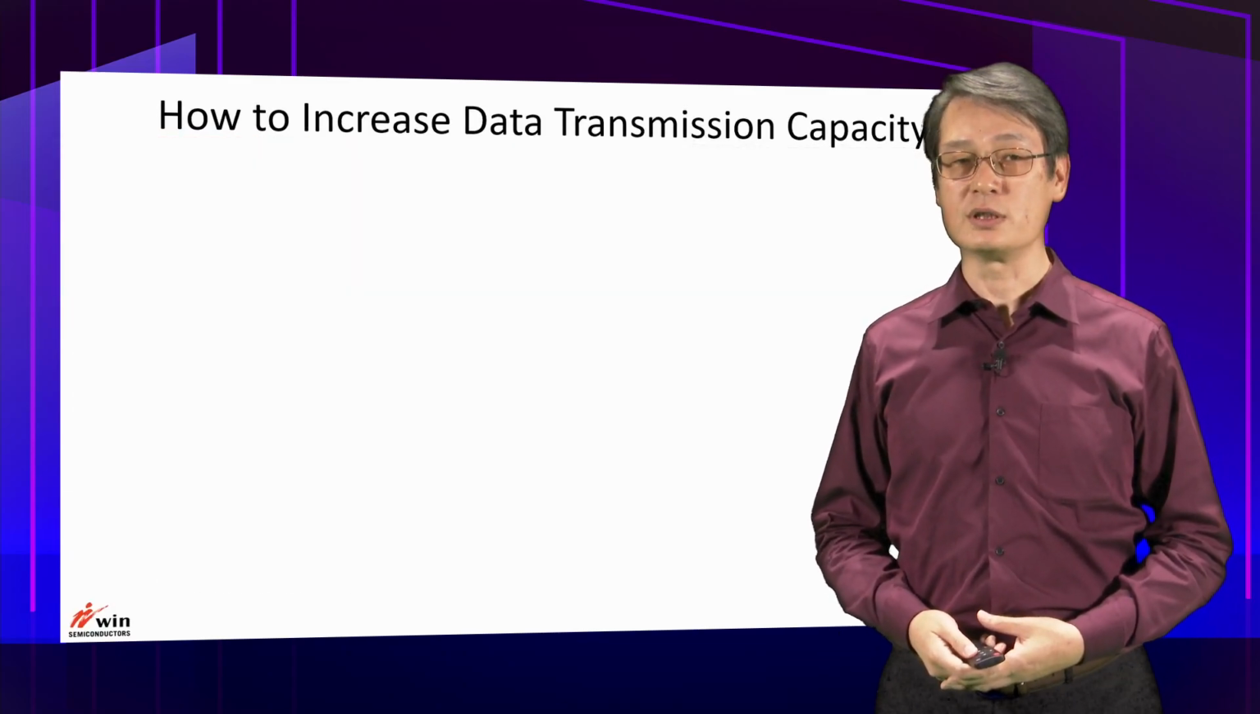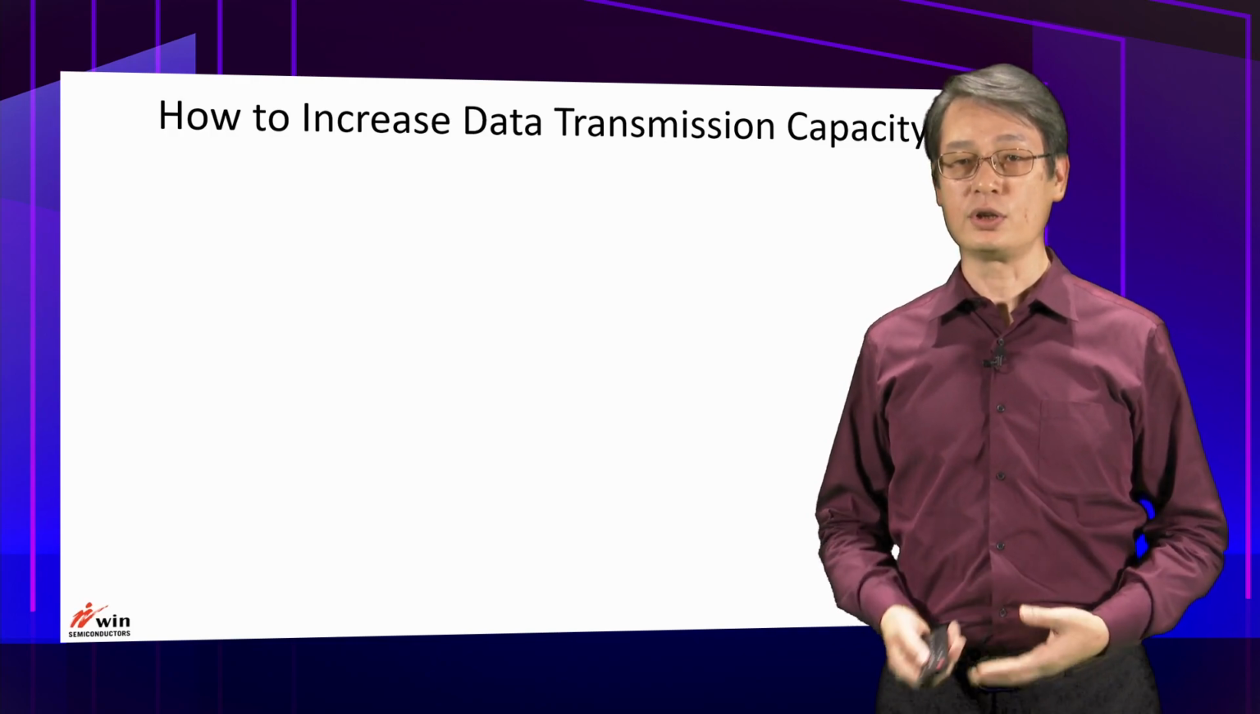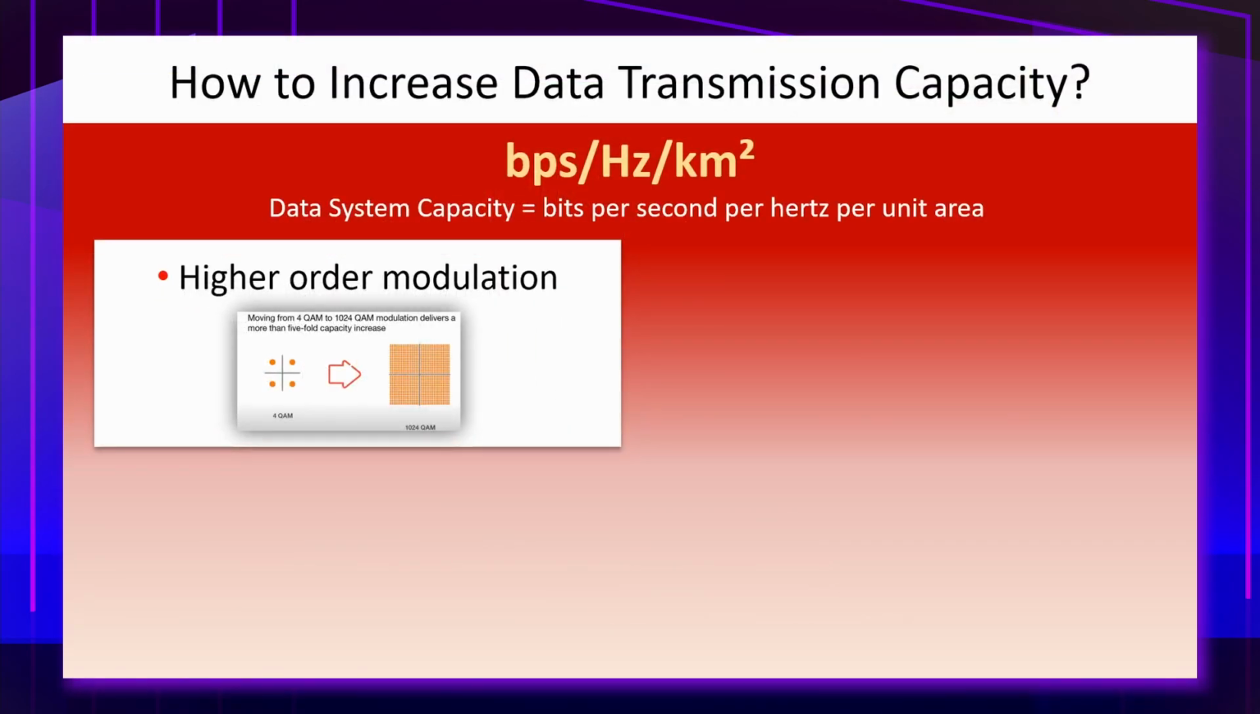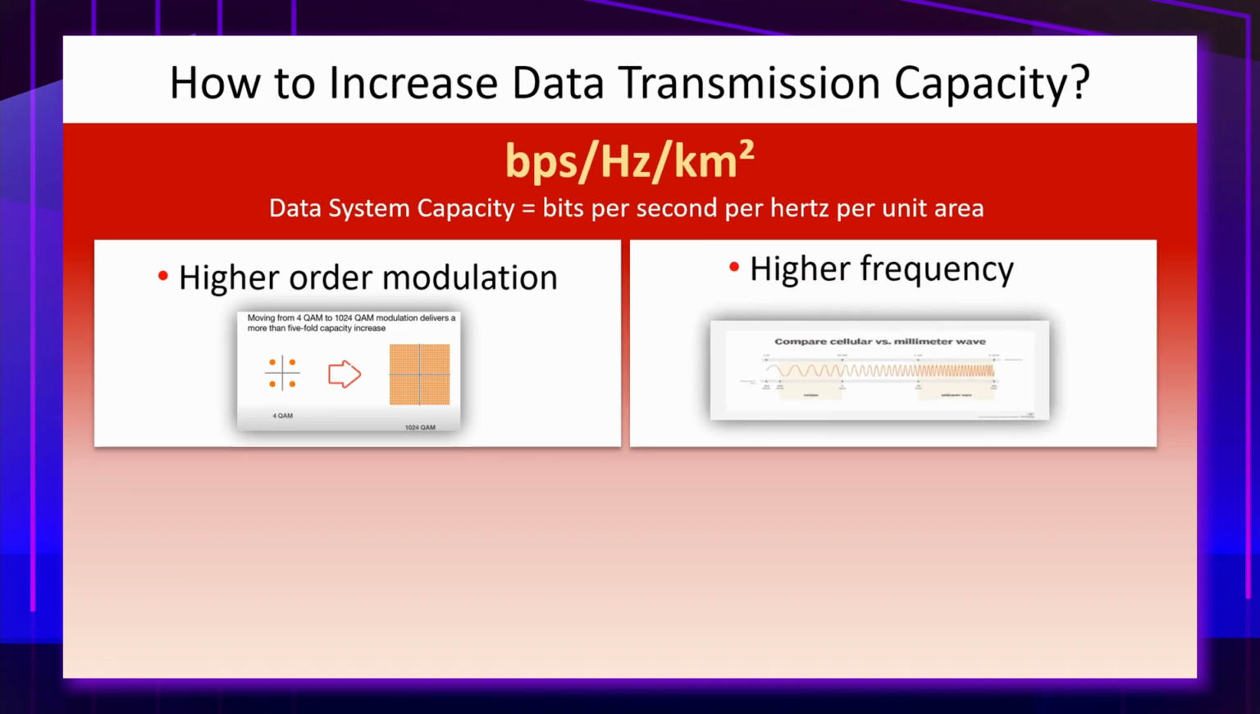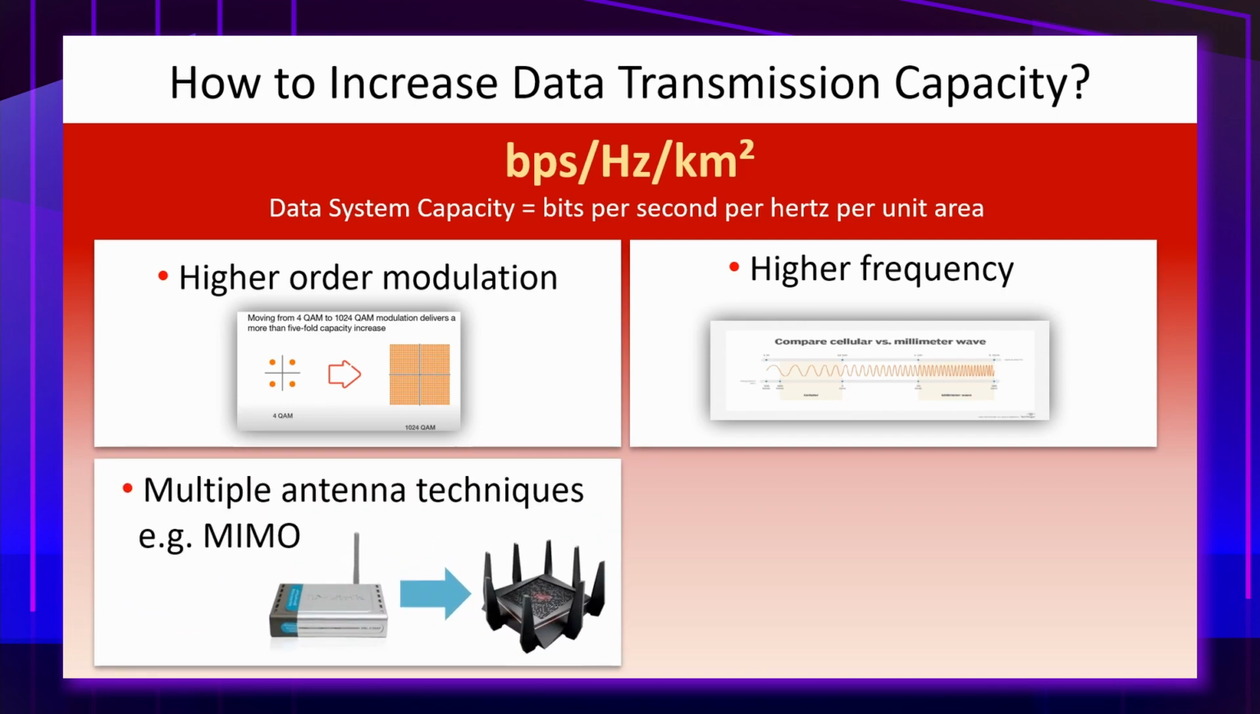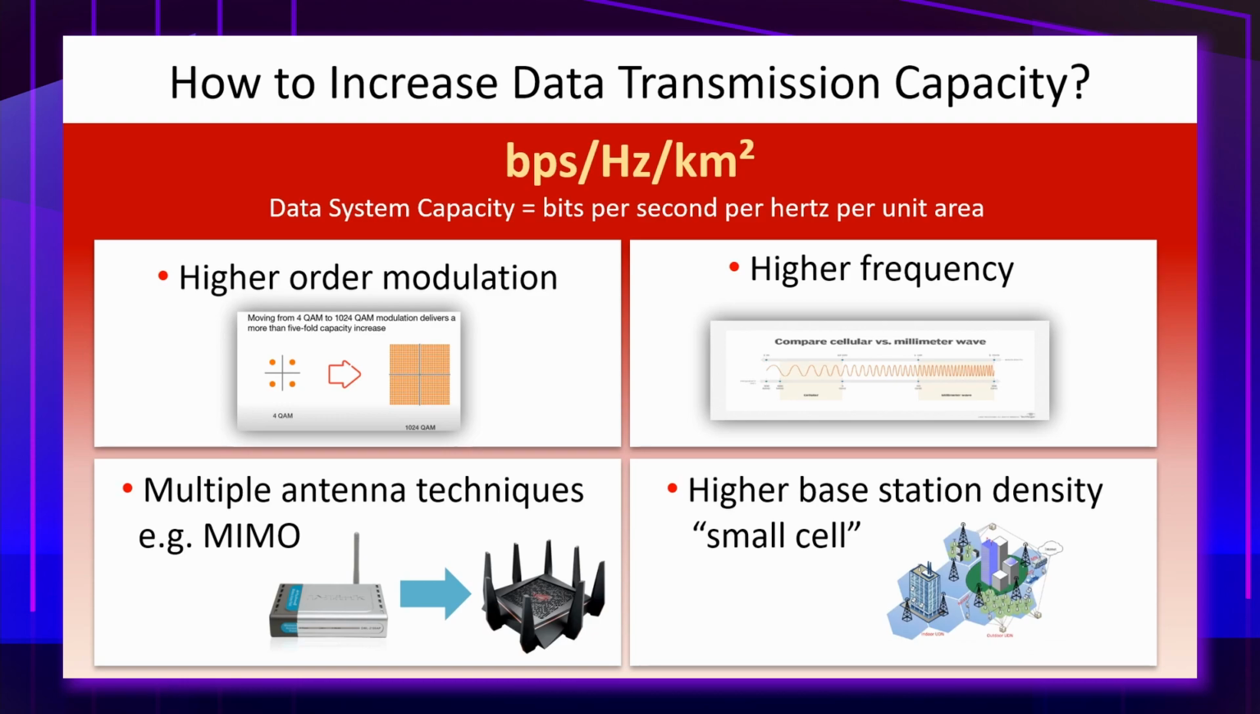How to increase data transmission capacity? We can certainly use a higher order modulation signal to increase the bits per second, and using higher frequency as a spectrum where a much wider bandwidth is available. And multiple access techniques can effectively multiply data transmission capacity. And installing more small base stations is able to increase the network capacity per area. This is another approach.